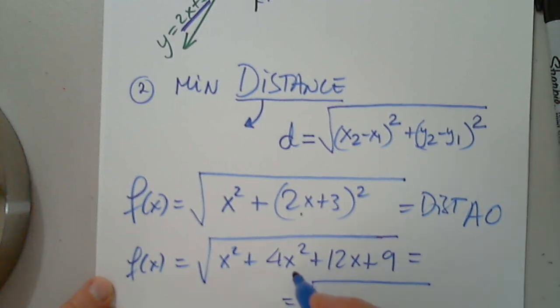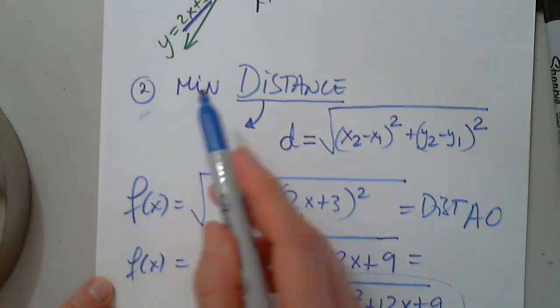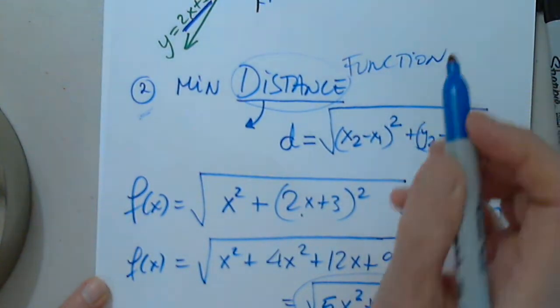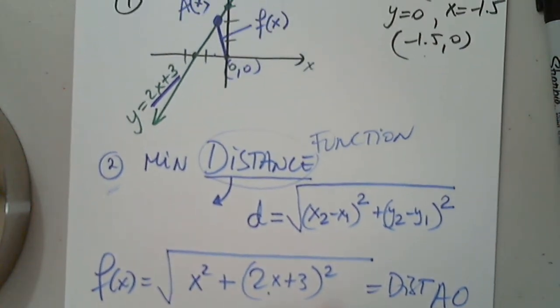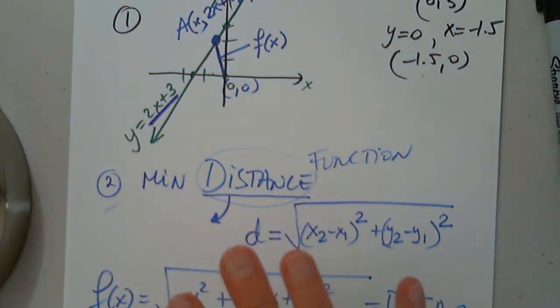The function is the square root of 5x squared plus 12x plus 9. This is step 2, in which I found my function. From this moment on, the rest is a piece of cake. So, one more time.